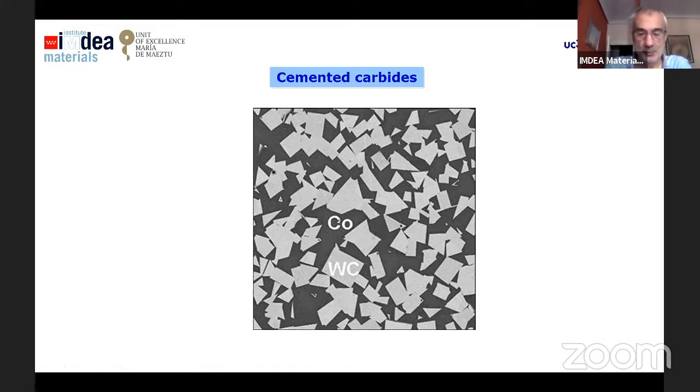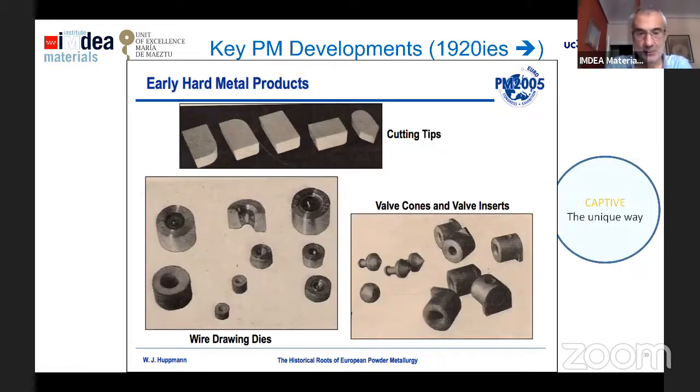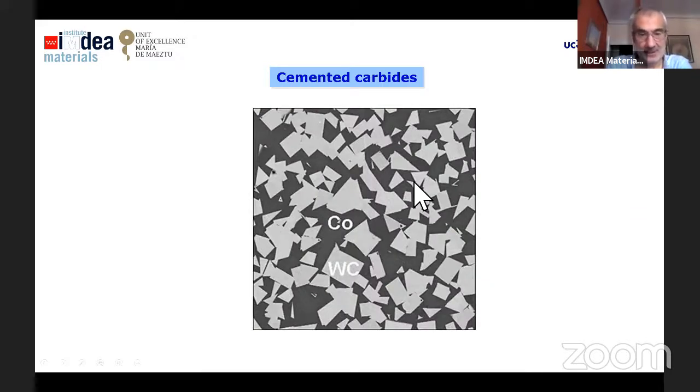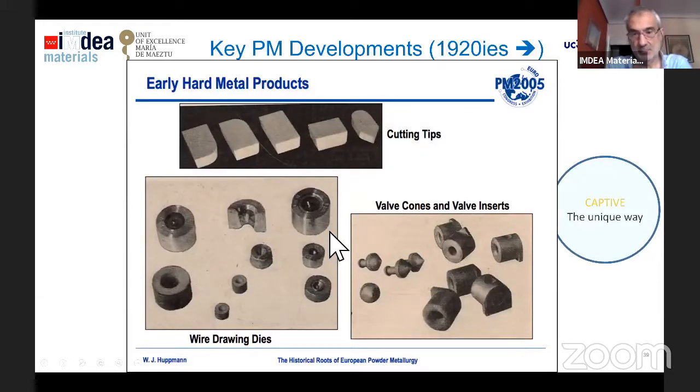The unique way to produce this material is by powder metallurgy, because of course you can take tungsten carbide and cobalt, melt them, and produce an ingot casting of tungsten carbide. But the microstructure will never be like this one, in which we have the carbide reinforcement perfectly distributed in the binder phase matrix. So this is also a captive way in terms of the field.